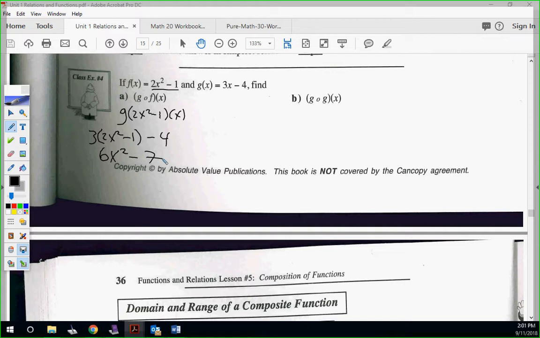Okay, go ahead and try g of g on your own. Pause the video. I'll let you guys try it. I'll walk around, see if you have any questions. G of g, how do we do? G of g? Anybody have it?